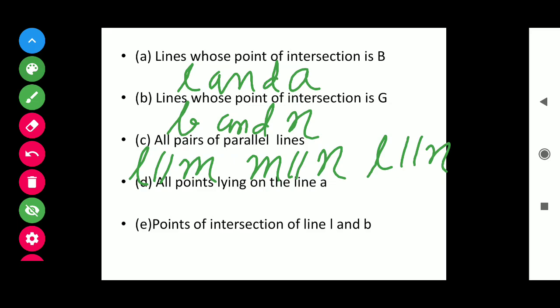All points lying on the line A. So line A has points I, K, E, B and J, which you can see. Points of intersection of lines L and B. So A is the intersection point of lines L and B.